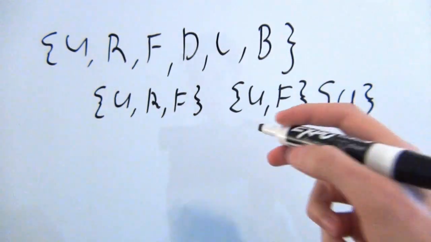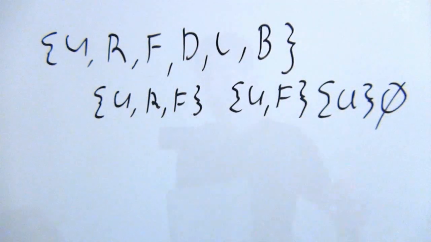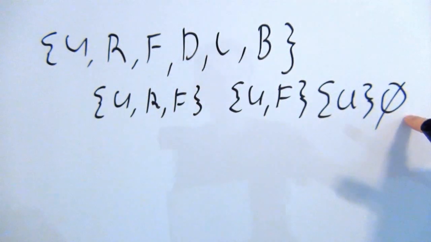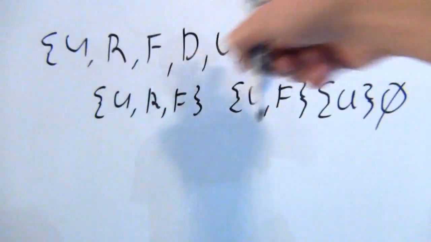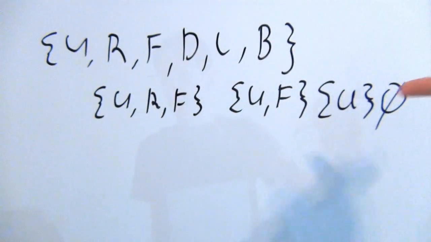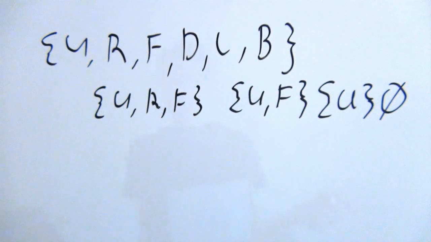So for the core, we can define that to be the empty set, which simply means that it's a set without any elements in it. It just means that we're not using any of these grips at all because none of these grips move that piece. So this is a way that we can define the core of the 3x3. And in fact, the core of any puzzle can be represented as the empty set.